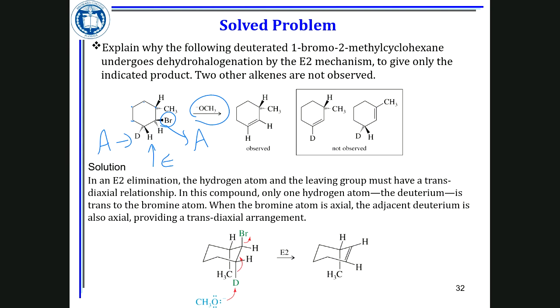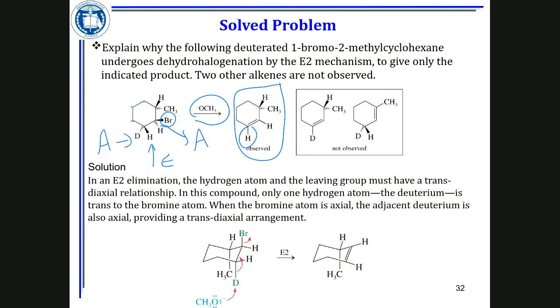So if D is abstracted, you don't see the deuterium on the product, you have the hydrogen. So that is what is observed. What you don't see is that hydrogen being abstracted. So this is proof that the hydrogen that is being abstracted is coming from the axial position, anti-coplanar. So one supports the other.